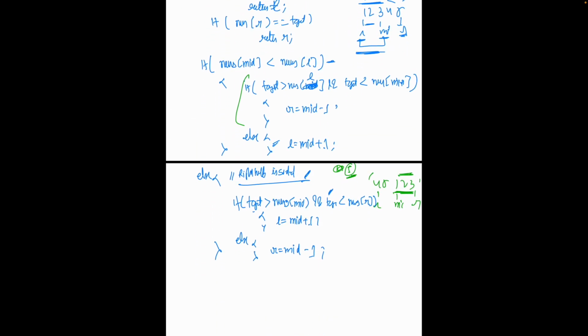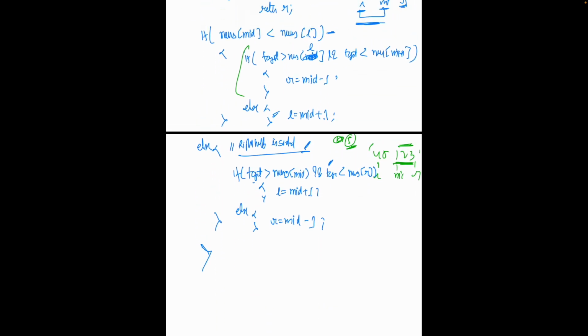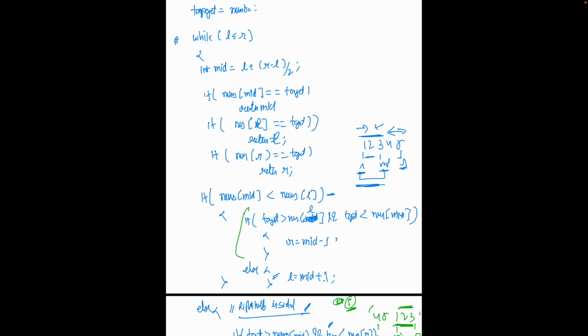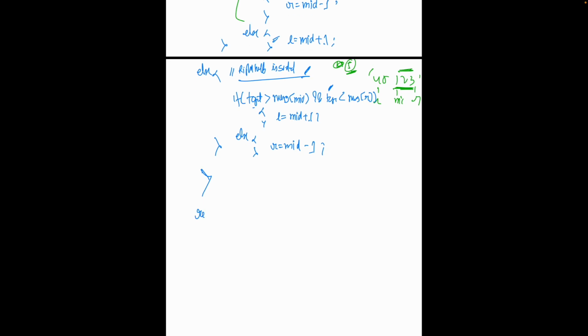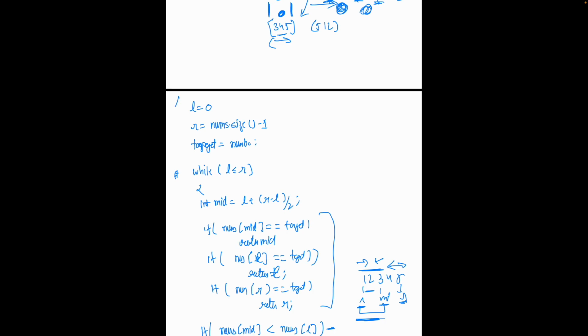So now in this algorithm, either we return the number when we find it, or else this loop will just keep running, and at the end we're going to return minus 1. Yeah, so that's the code.